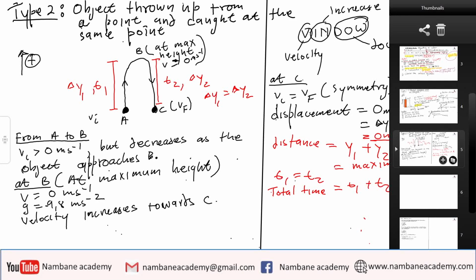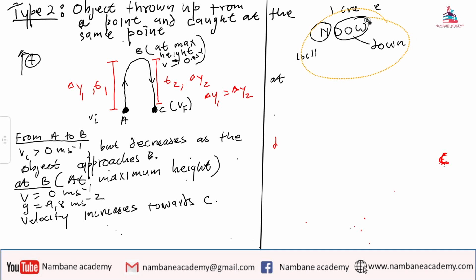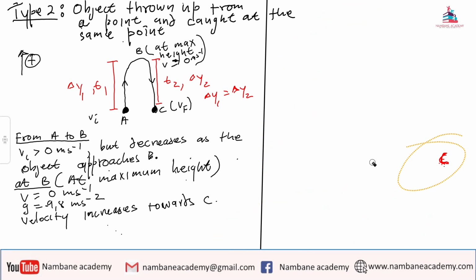Just waiting for the system to respond on my side. Then let's draw velocity versus time, or we start with position versus time. So let me remove all this so that we can start now with velocity versus time. Let's start with position versus time.